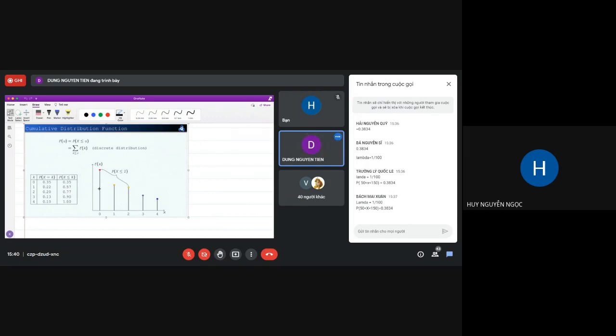Okay. If you draw the graph, you get 5 columns here for 0, 1, 2, 3, 4. And the probability that X is less than or equal to 2 should be the sum of all the values, corresponding to the height of the 3 columns here at 0, 1, 2.